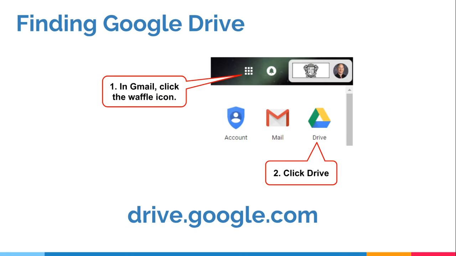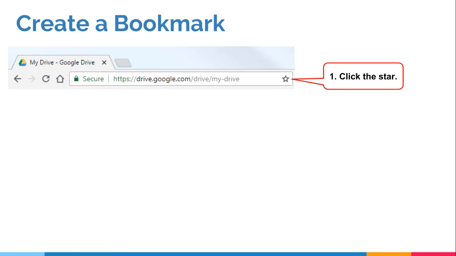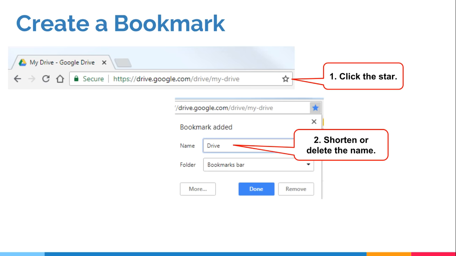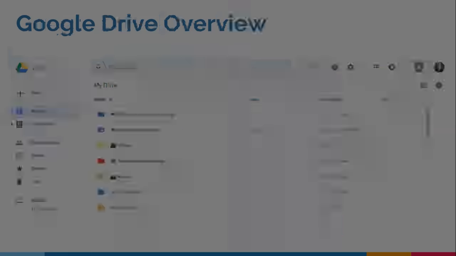First, you can find your Drive by going to the waffle icon in Gmail and clicking it and then clicking the Drive icon. Or you can also just search for Google Drive or type in drive.google.com. When your Drive opens, I strongly recommend clicking the star at the right of the address bar. That will allow you to make a bookmark for Drive. If you shorten or delete the name, that will give you more space for other bookmarks. Also, make sure that the folder is bookmarks bar. Once you've done those things, click done, and you will see a Drive icon that you can use to quickly get back to your Drive.